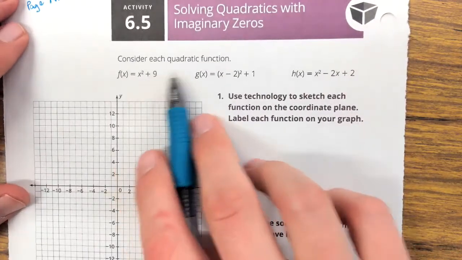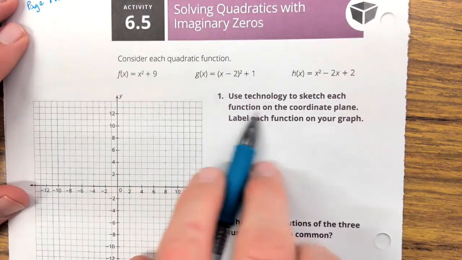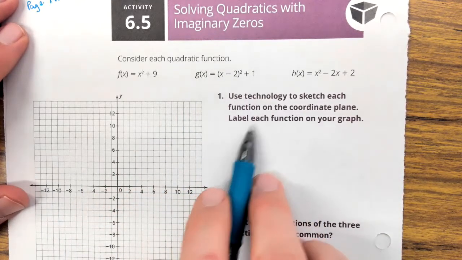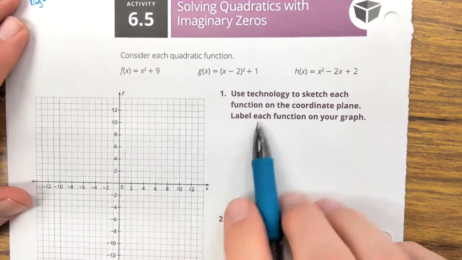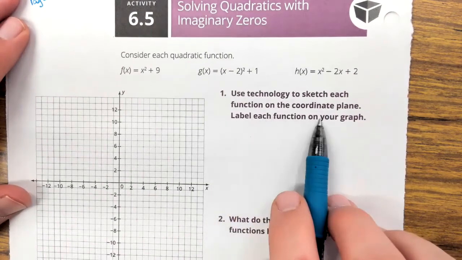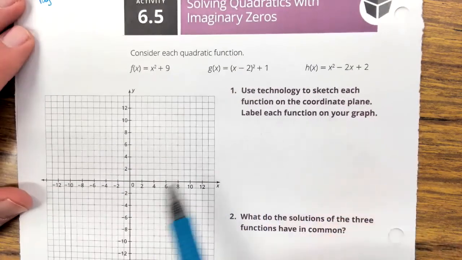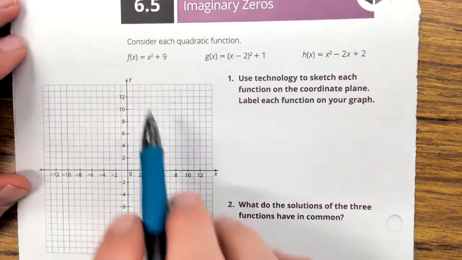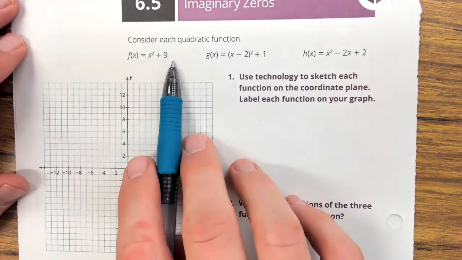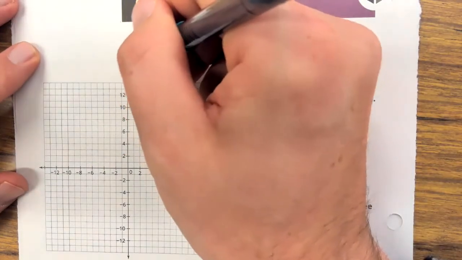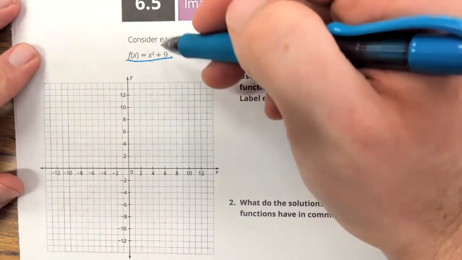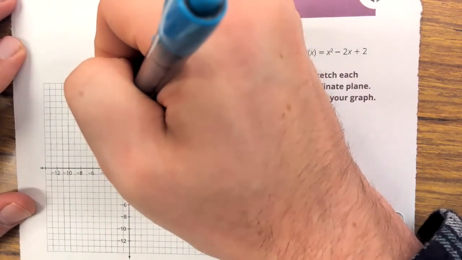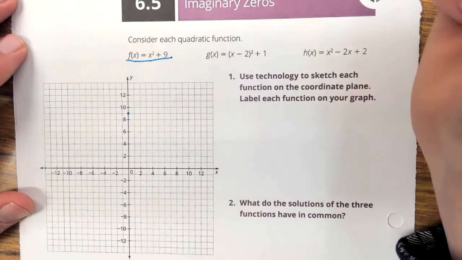It says, consider each quadratic function, use technology to sketch each function on the coordinate plane, and label the function on your graph. If you want to, you can plug this into your graphing calculator or go to Desmos to get real accurate sketches. But f of x equals x squared plus 9. So this function, I know right off the bat that the y-intercept is 9. So I have a point right here. The parabola is going to cross right there.